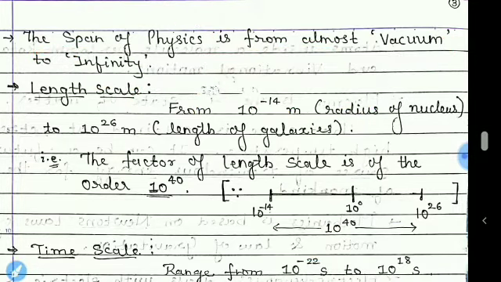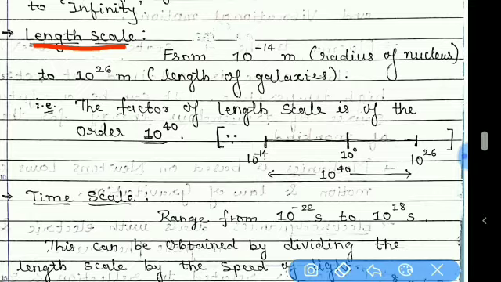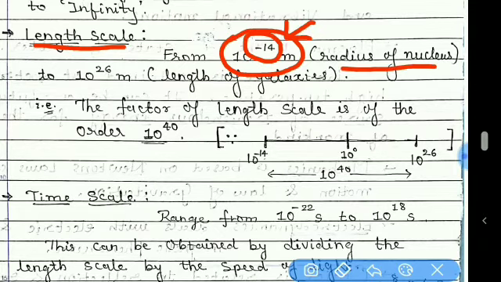Now about the length scale. What is the scale of the length in physics? The smallest measurement done with the help of physics is of about 10 raised to minus 14, the smallest thing, that is the radius of the nucleus. And the largest measurement done is of the length of the galaxies.